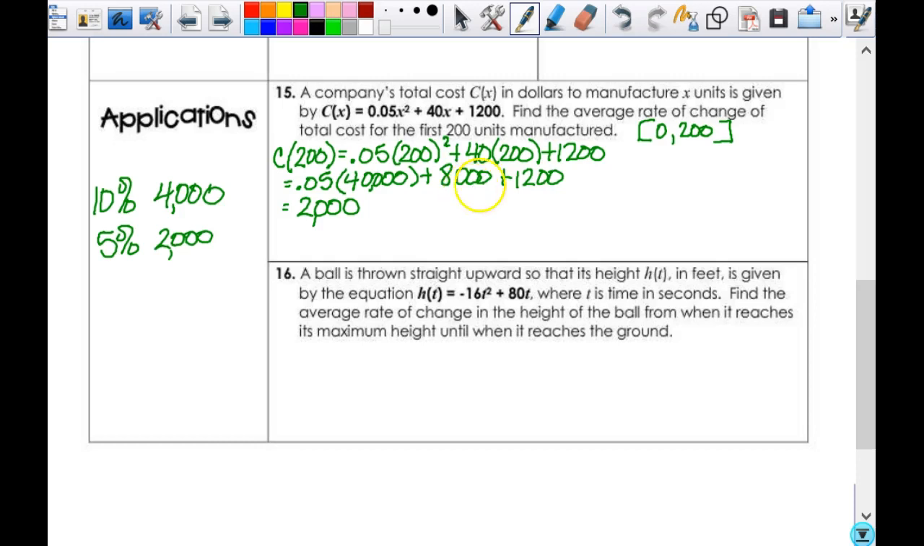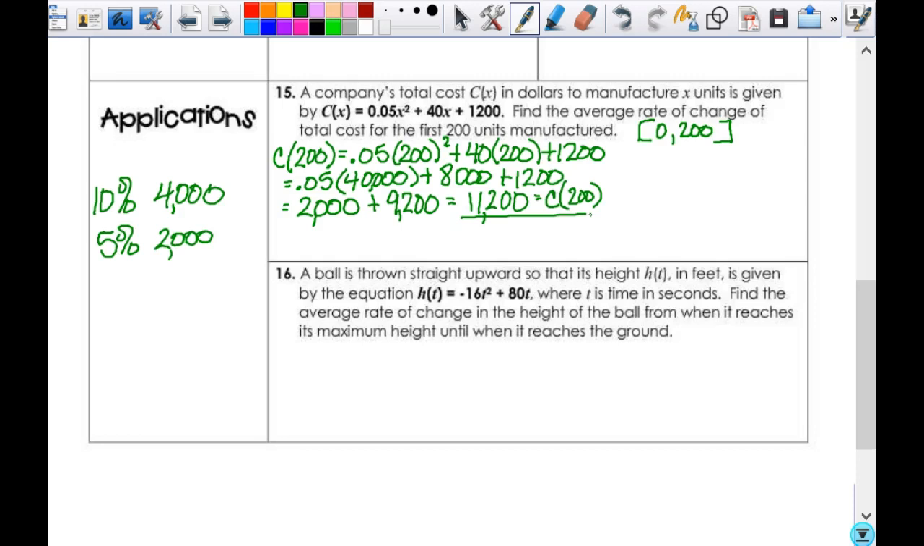And then if I add 8,000 and 1,200, that gives me what? 9,200. And then 2,000 plus 9,200 is 11,200. Yes, still not that bad, right? And that is that C of 200. Everybody with me so far? Now admit it, that wasn't nearly as bad as you thought it was going to be, right?